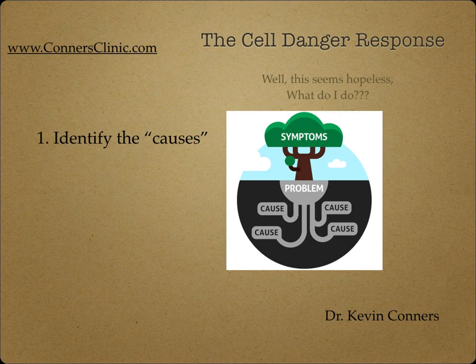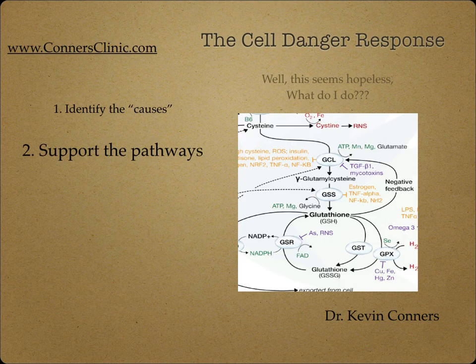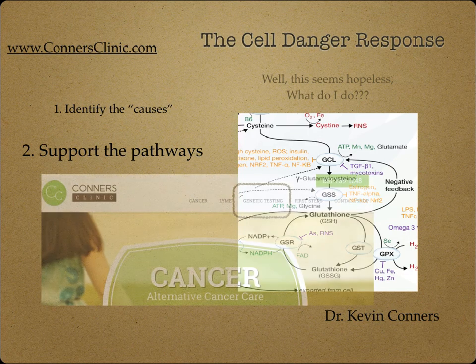You have to identify the causes. Do you have genetic defects? Do I have a chronic infection? Do I have chronic stress in my life? Go on and on. There's 1,000 different possibilities here. You have to support the pathways. So we have to look at these genetic pathways that are going bad, and what are we going to do about them?